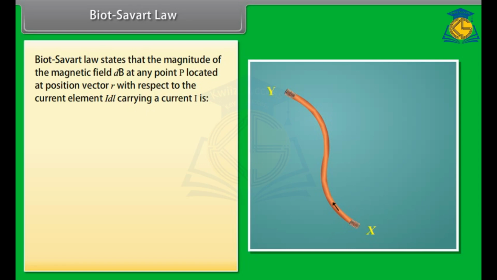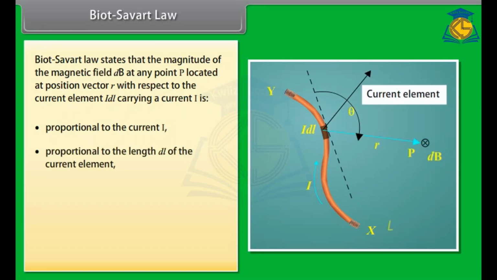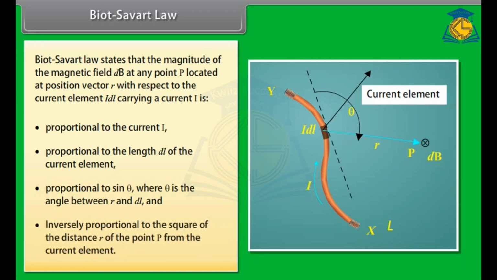Biot-Savart law states that the magnitude of the magnetic field dB at any point P, located at position vector r with respect to the current element I dl carrying a current I, is proportional to the current I, proportional to the length dl of the current element, proportional to sine theta, where theta is the angle between r and dl, and inversely proportional to the square of the distance r of the point P from the current element.